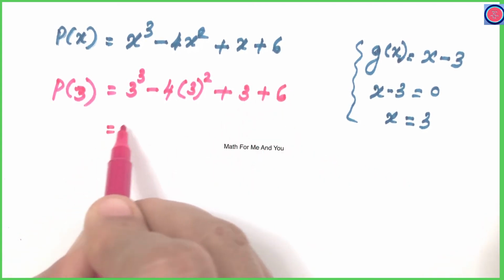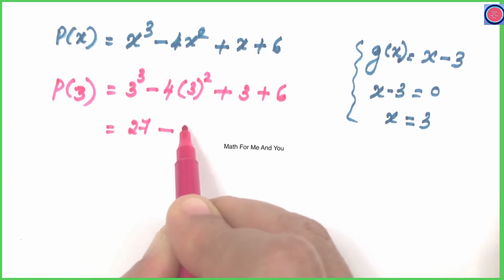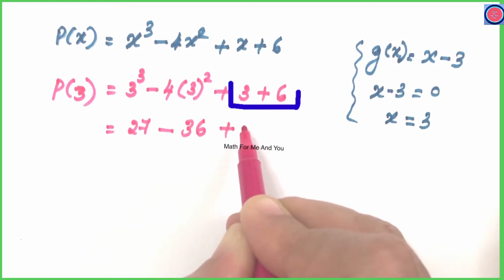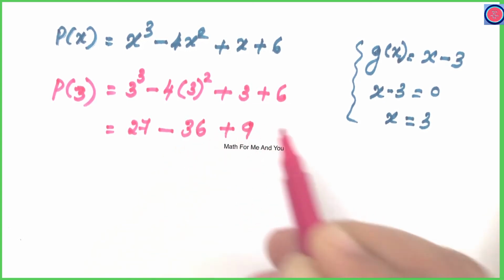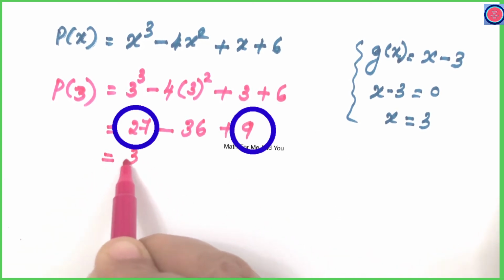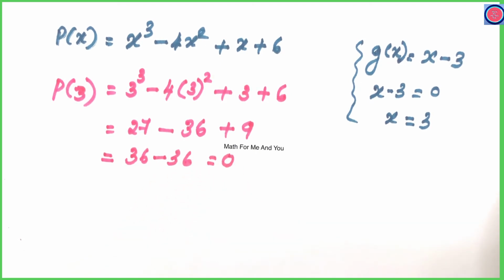3 cube is 27, minus 4 times 3 square, 3 square is 9, so 4 times 9 is 36, plus 3 plus 6 is 9. Then we can take the positive values first: 27 plus 9 is 36. Then minus 36. What answer do we get? 0. P of 3, we are getting the answer as 0.